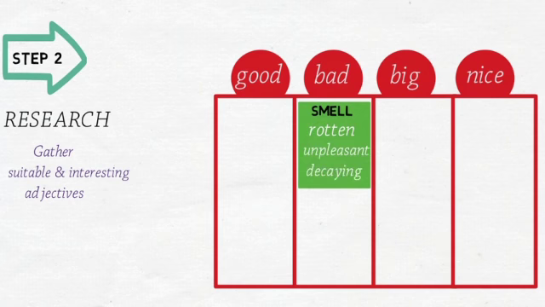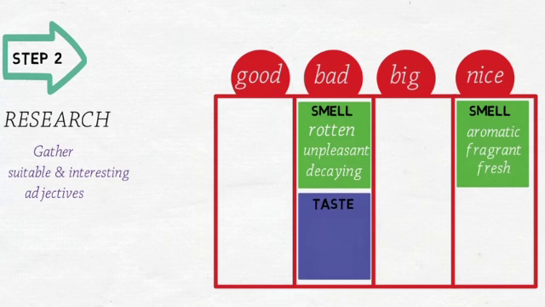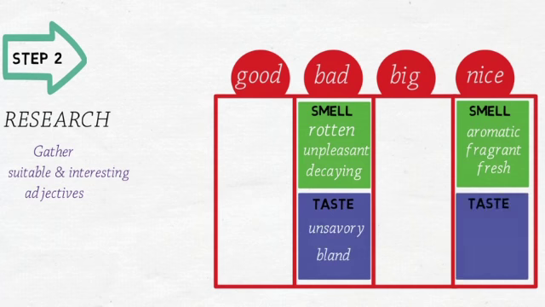unpleasant, decaying. But if your plant smells nice, you can say it smells aromatic, fragrant, fresh. If your plant tastes bad, you can say unsavory or bland. If your plant is tasty, instead of saying plant tastes nice, say it is appetizing or mouth-watering.